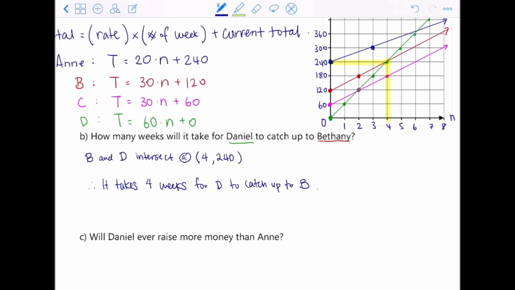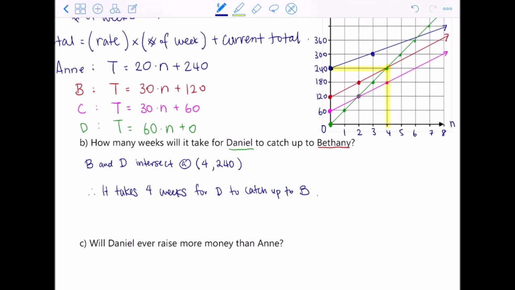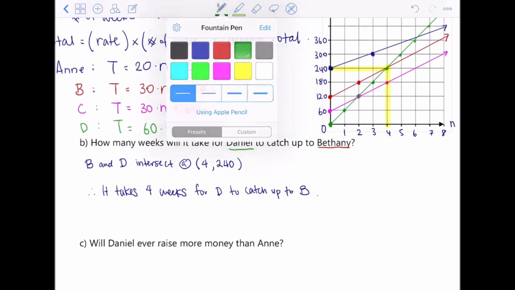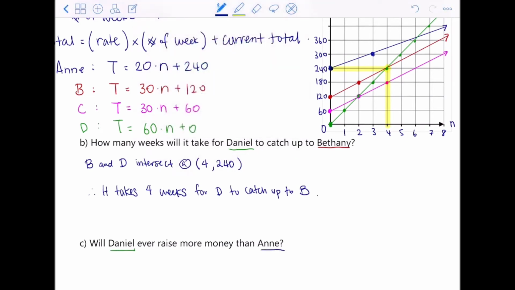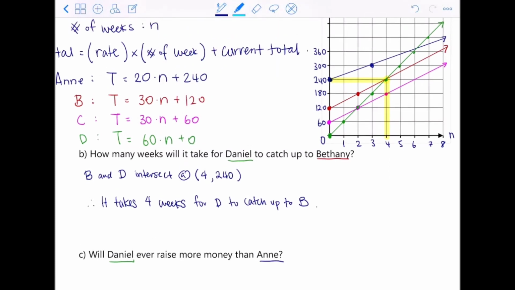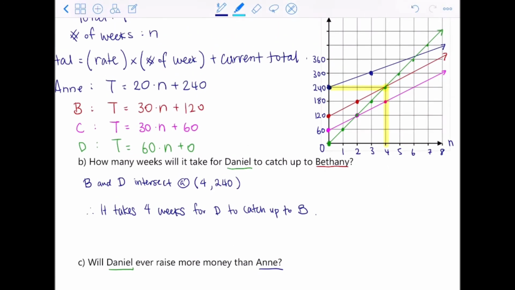Same idea for part C. So will Daniel ever raise more money than Anne? So Daniel's another green one, Anne is blue. So let's take a look. This time, when does this happen? Part C. Okay, so my graph isn't clear here. It should be this way. There we go. All right, so now we can see that this is an intersection. So this happens when n equals 6 and t equals 360.